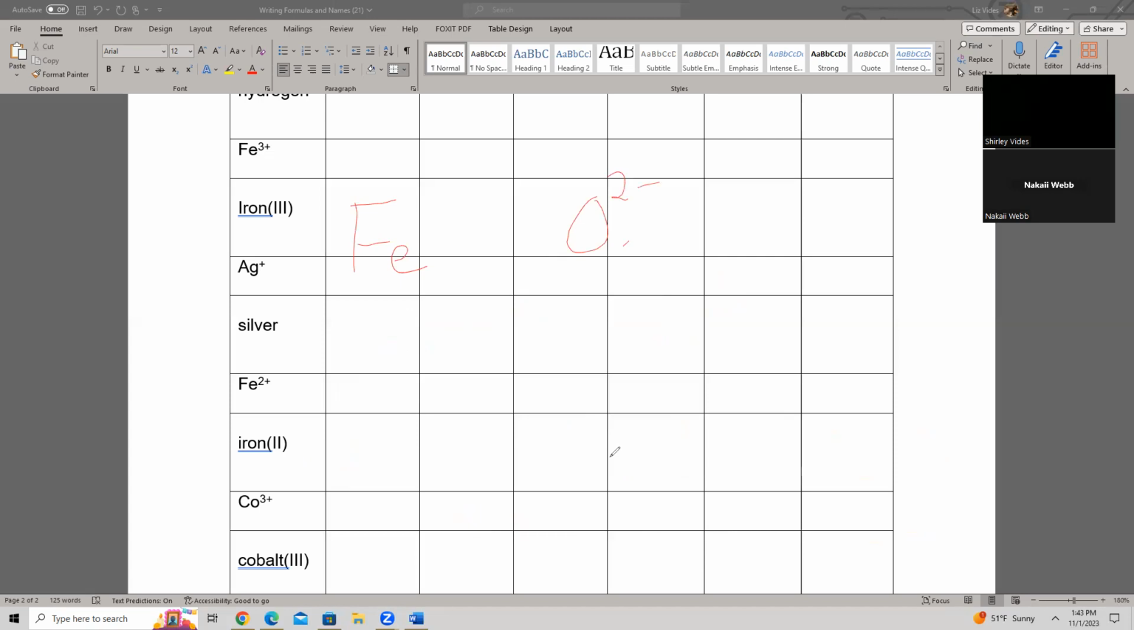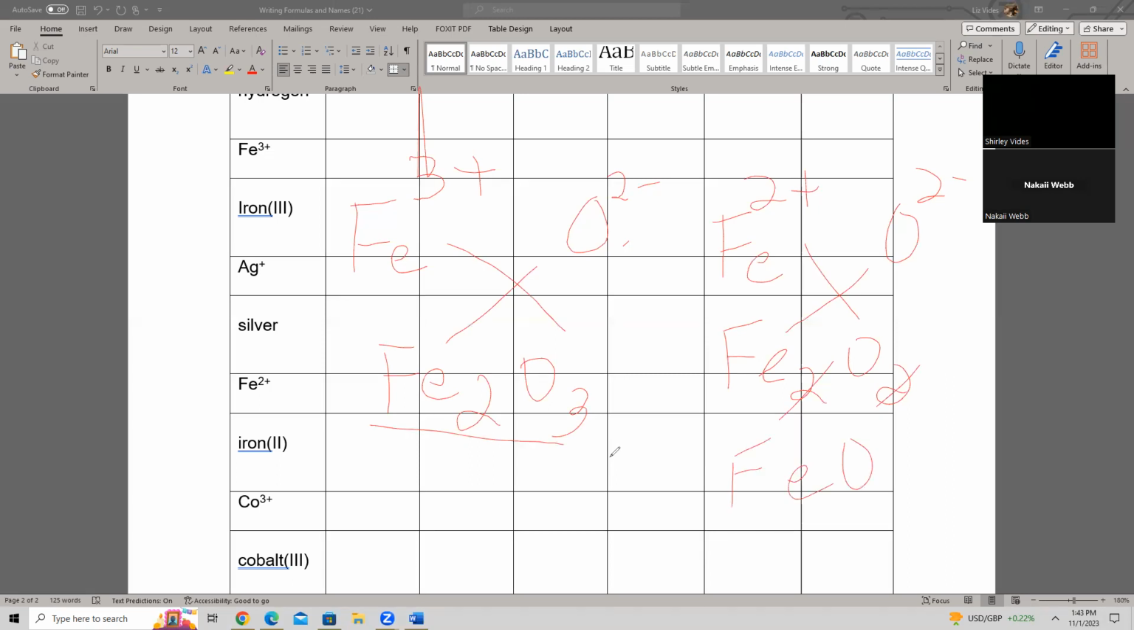If I don't specify, what if I say iron 3 oxide? Then I know that this is the 3 plus. Then when we crisscross, we can do Fe2O3. See? Or what if I say iron 2 oxide? Then I know it's the 2, and this time it's a totally different compound, and you'll see that in a minute. When we crisscross, we get Fe2O2, right? And we can simplify to FeO. See? Look at the difference between these two.